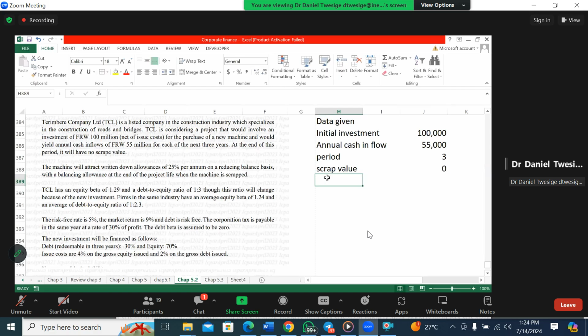Then they have told us the machine will attract written down value depreciation of 25% per annum on reducing balance, with balancing out at the end of the project, when the machine is scrapped, with a balancing allowance. We shall recognize the balancing allowance at the end of the project. Remember, the residual value is 0.